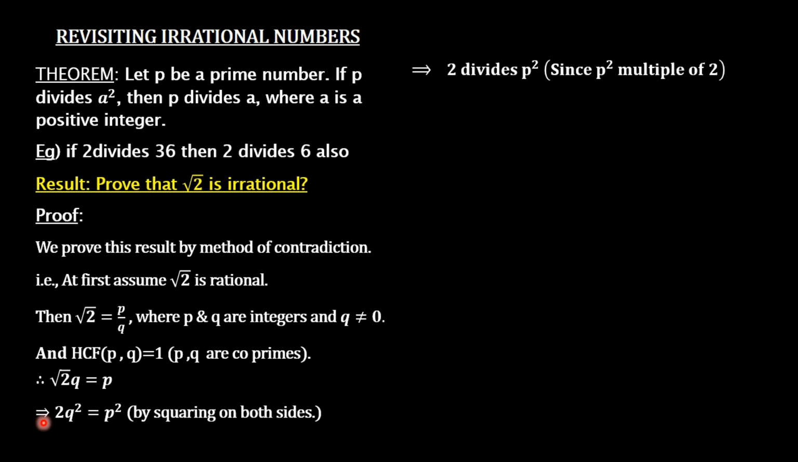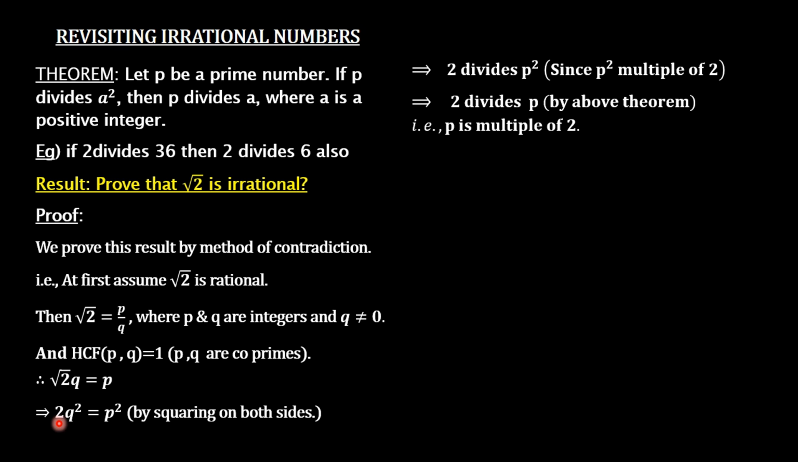So 2 divides P square. P square is a multiple of 2. Then, by the theorem, what can we conclude? If 2 divides P square, then 2 divides P. Therefore, 2 divides P. Then, what is next? If 2 divides P, what can we say? P is a multiple of 2. So, how can we represent P?